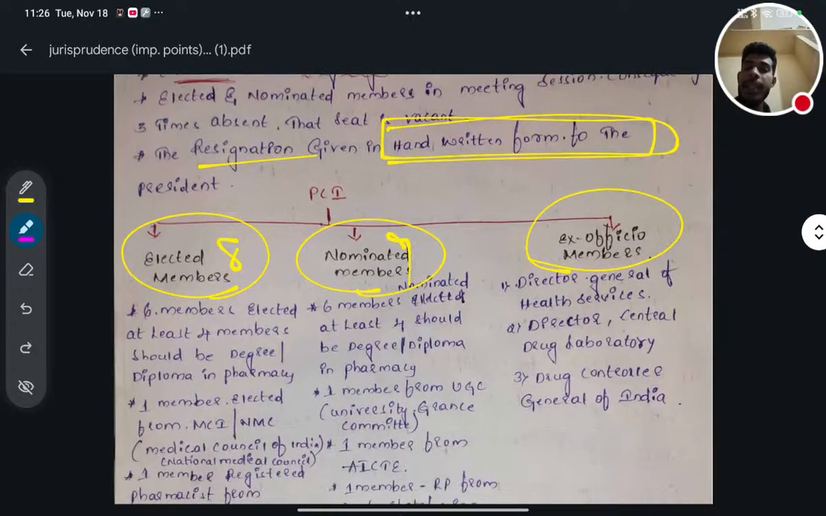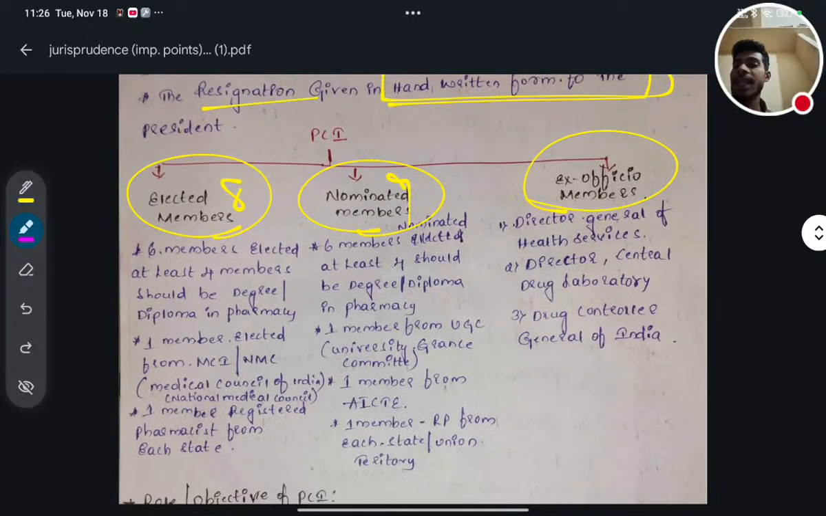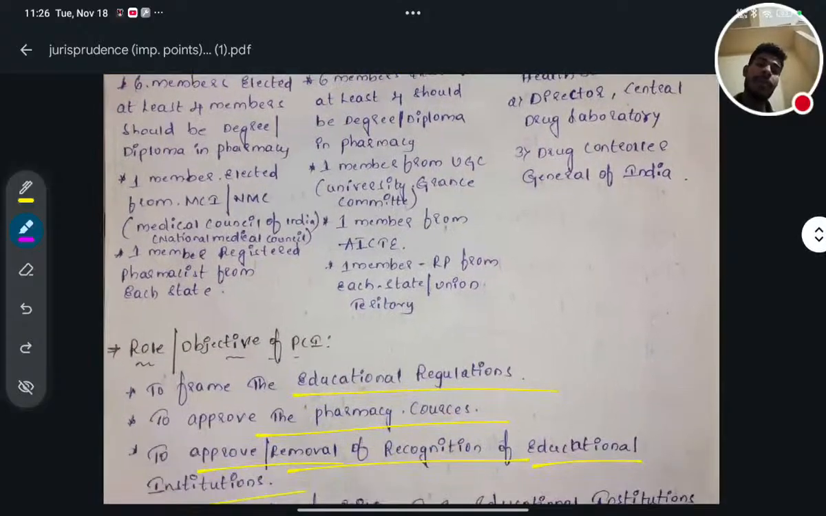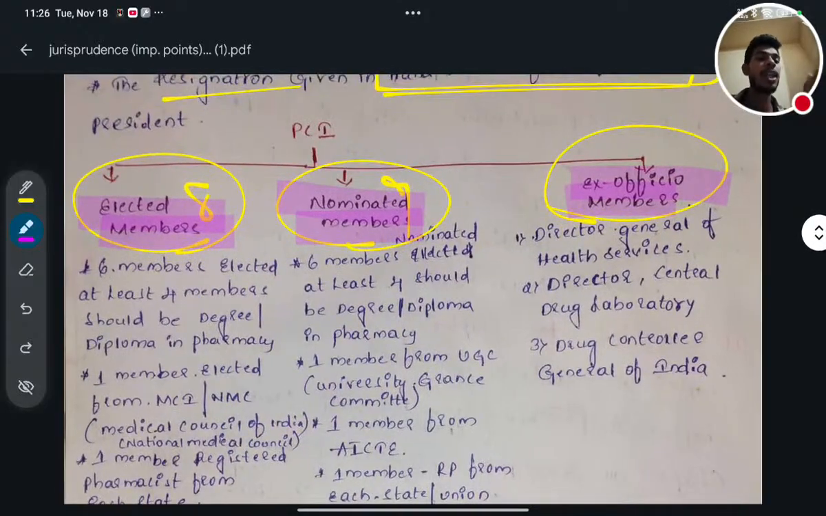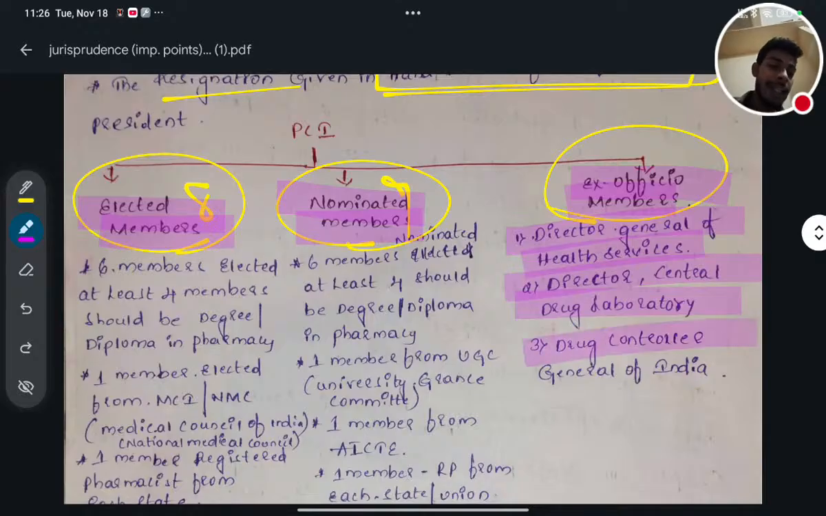Now, in the PCI, you have to remember the elected members. This is very important. How many elected members? 8 elected members. How many nominated members? 9 nominated members. And also you have to remember the number of ex officio members. And the most important point, who are the ex officio members? Such as Director General of the Health Service, Director of Central Drug Laboratory, and Drug Controller General of India, DCGI. So you have to remember these things.